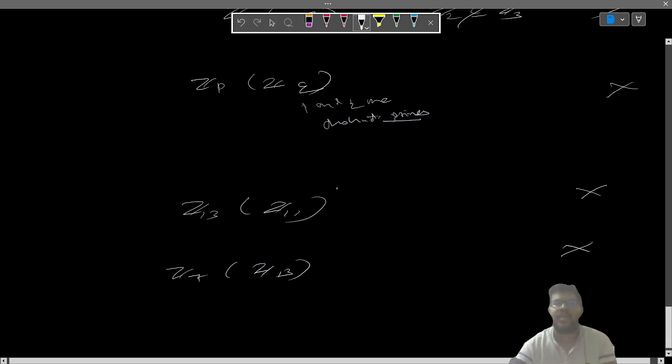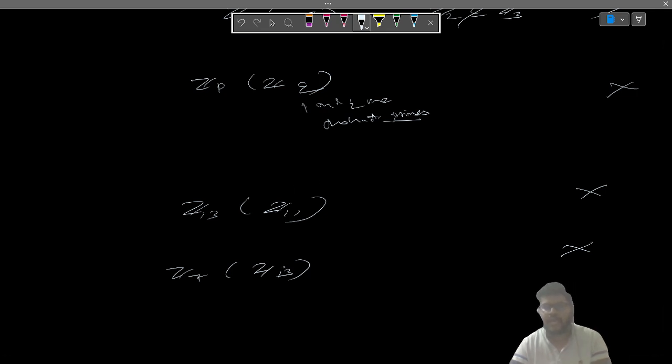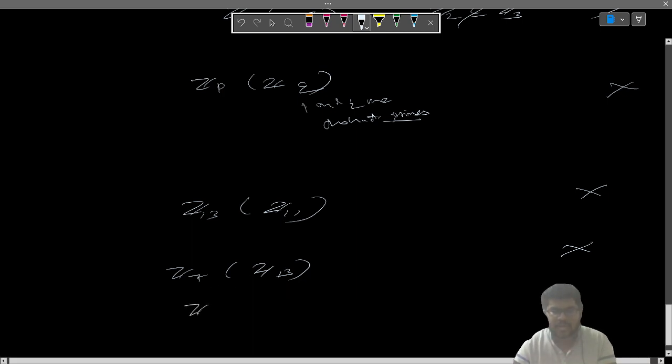So the general result here is that Zp over Zq, where p and q are distinct primes, does not form a vector space. Z2 over Z3: 2 is prime, 3 is prime, not a vector space.